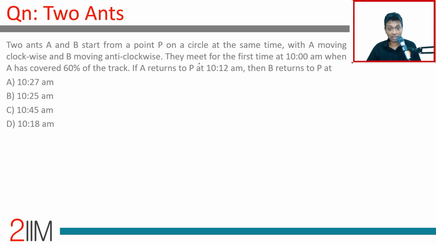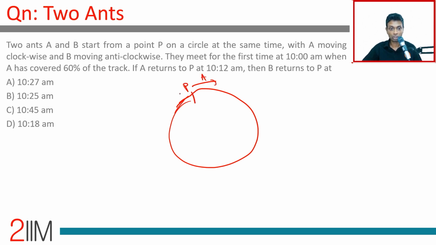Points A and B start from a point P on a circle at the same time. Let's look at this. A and B start from a point P. A moves clockwise, B moves anti-clockwise. They meet for the first time at 10 a.m. when A has covered 60% of the track.